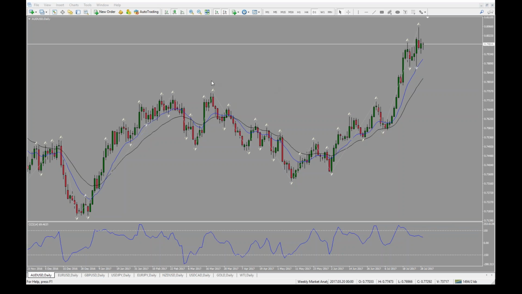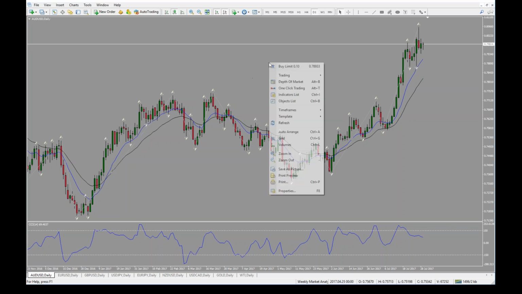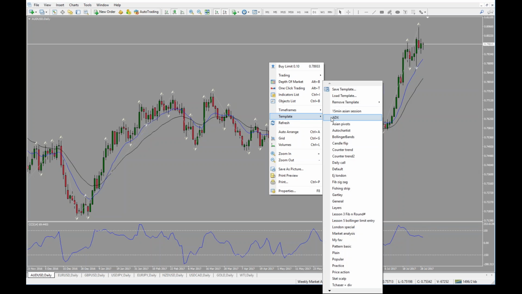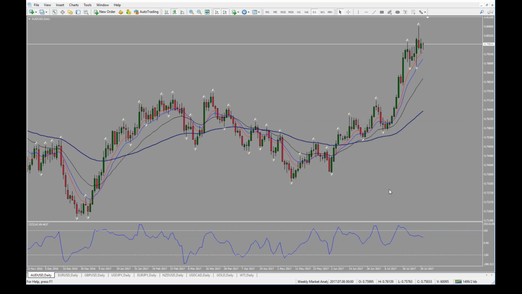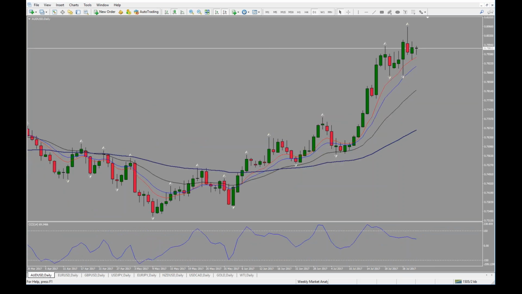This is the same chart. I'm just going to change my template. Okay, so I'm just changing my template to my T-Chaser template. And I'm going to zoom in a little bit. So it's still the same chart. All I've done is just change my template. I'm just going to zoom in a little bit. And let's look at a couple of things.